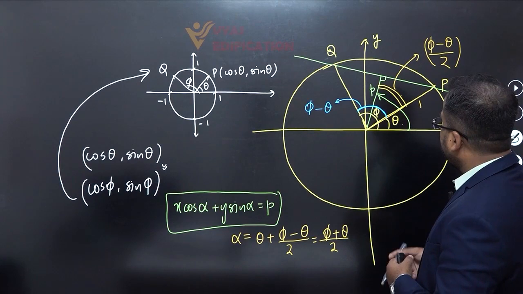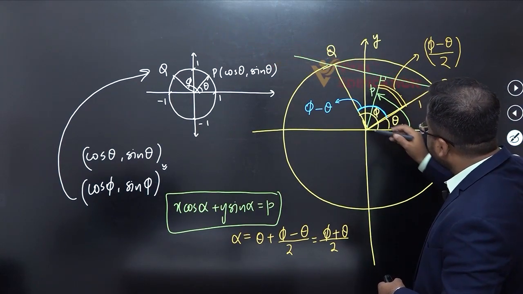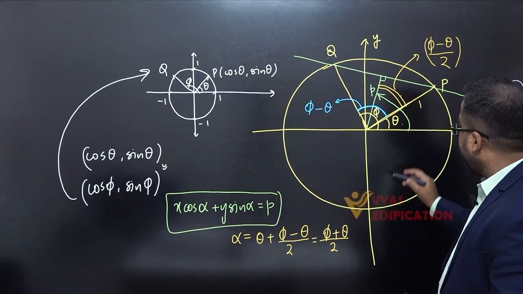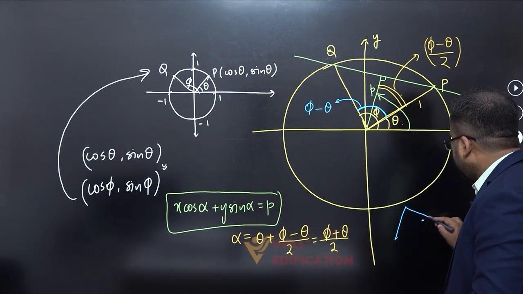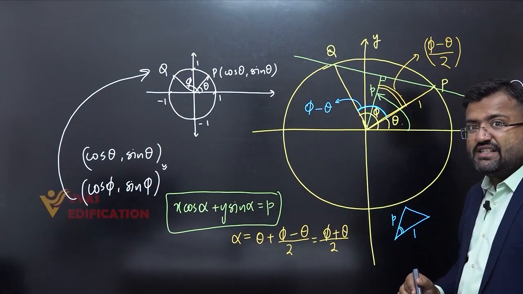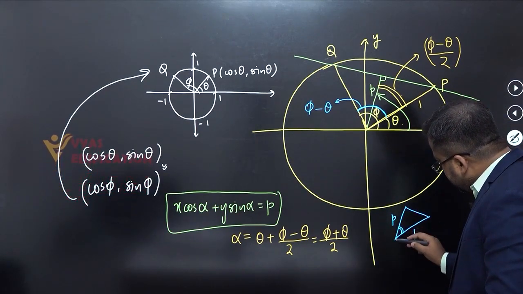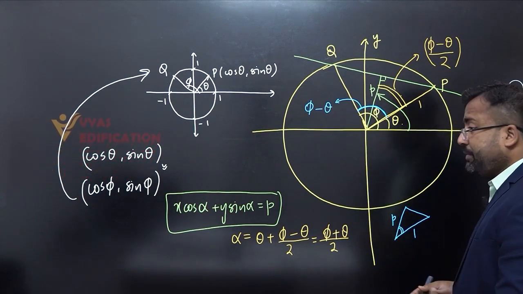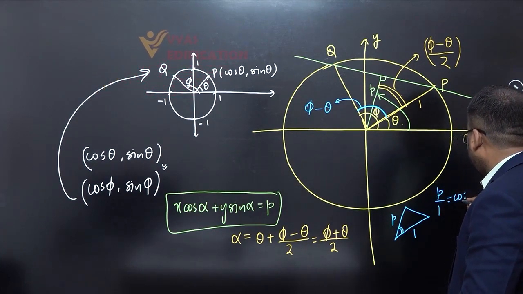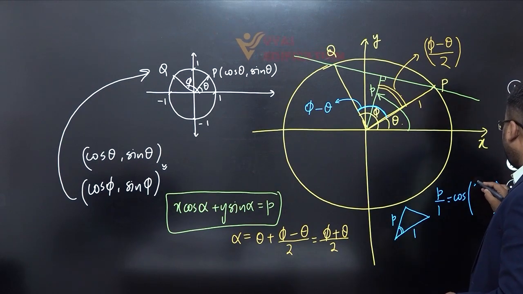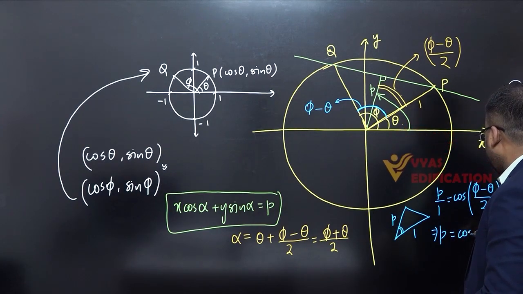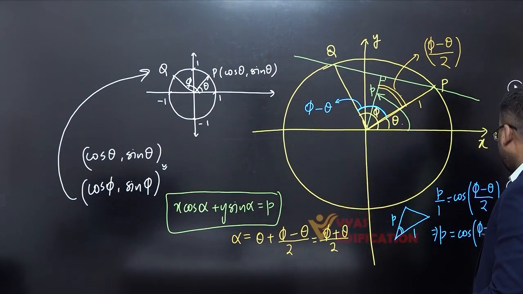Once you have found alpha, can you also find this particular distance p with the help of this right angle triangle over here? Yes, maybe we can do that. Let's try to apply that right angle triangle idea and see where that takes us. This is 1, this is p, and this particular angle is that orange angle, (phi minus theta)/2. So this is adjacent, this is hypotenuse. What we will be using is cos. So p upon 1 is equal to cos of this angle over here. What is that? (phi minus theta)/2. So that tells me p equals cos of (phi minus theta)/2.